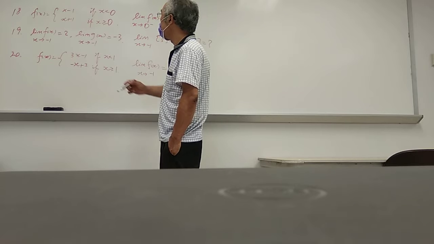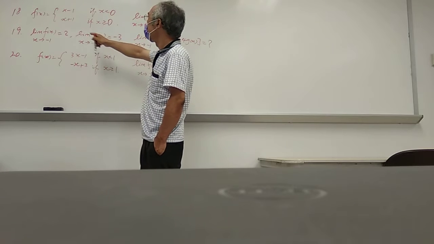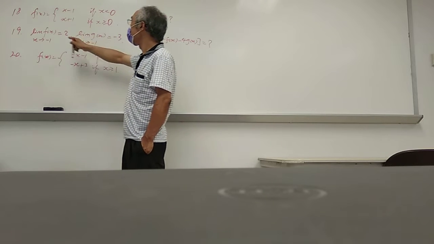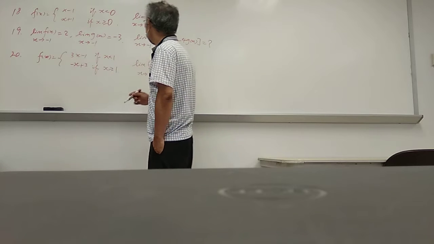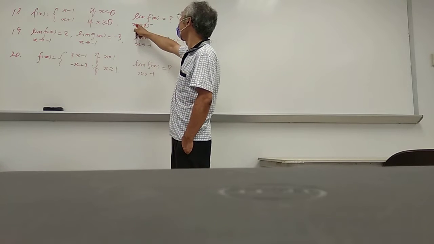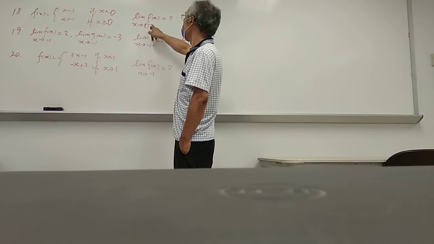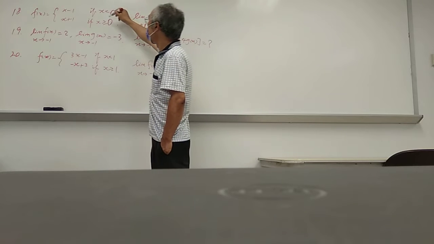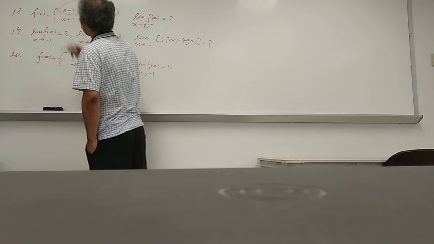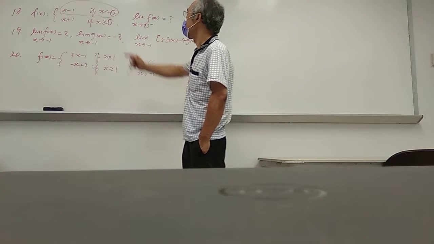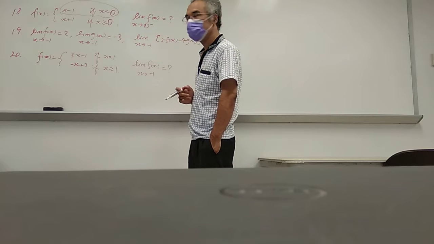When x is less than 0, f(x) equals x minus 1. When x is greater than or equal to 0, f(x) equals x plus 1. So we want to find the limit of the function as x approaches 0 from the left. So we're going to use this expression because that's the left side of the function.